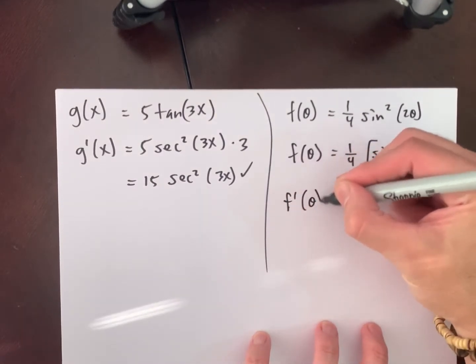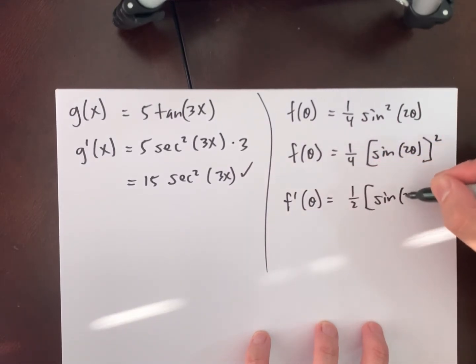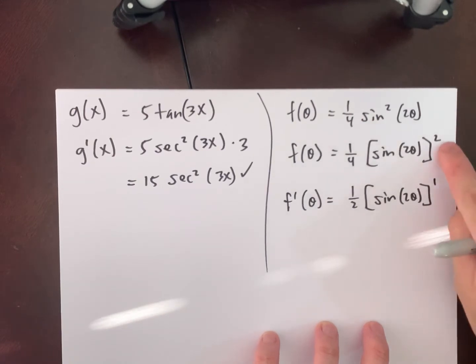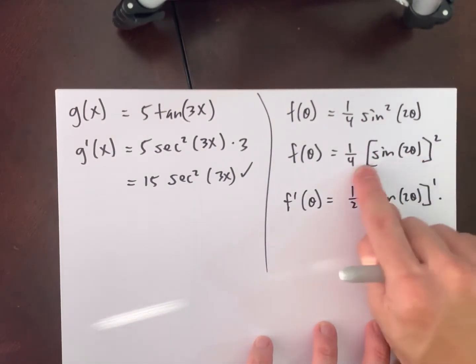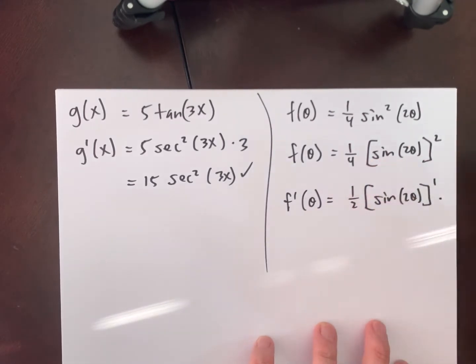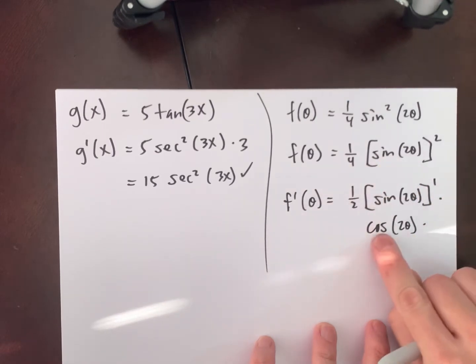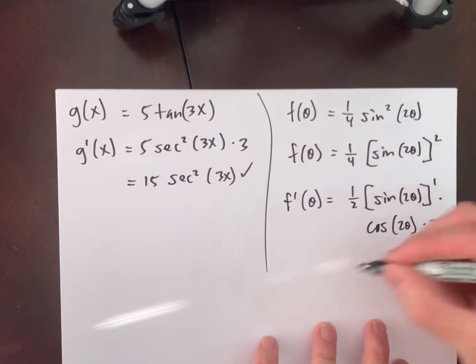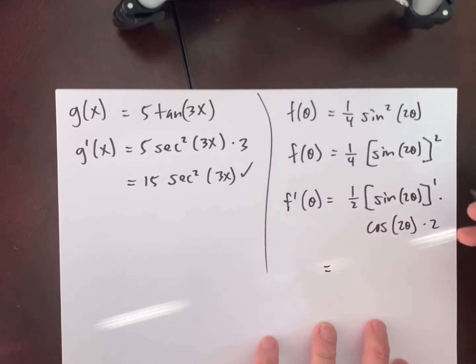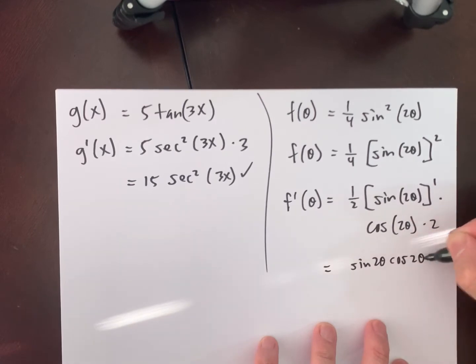So now f prime of theta would be 1/2, and this stays the same, 2 theta, and that's a 1. So 2 times the 4th is a half, 1 times the derivative of this. So the derivative of sine is cosine. You preserve that, but then you multiply by the derivative of 2 theta, which is just 2. 2 knocks out the half, so it's essentially sine 2 theta, cosine 2 theta.